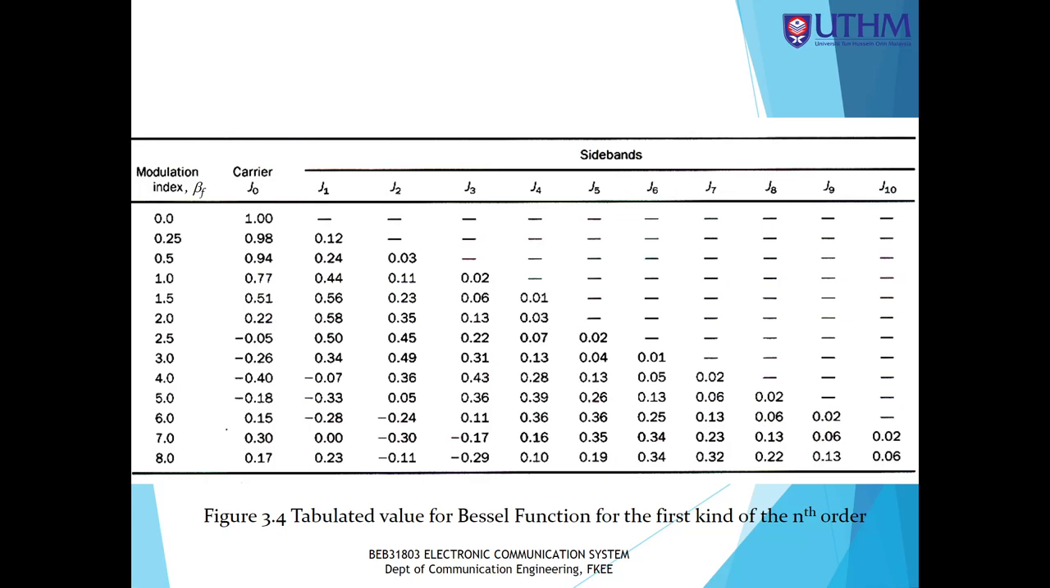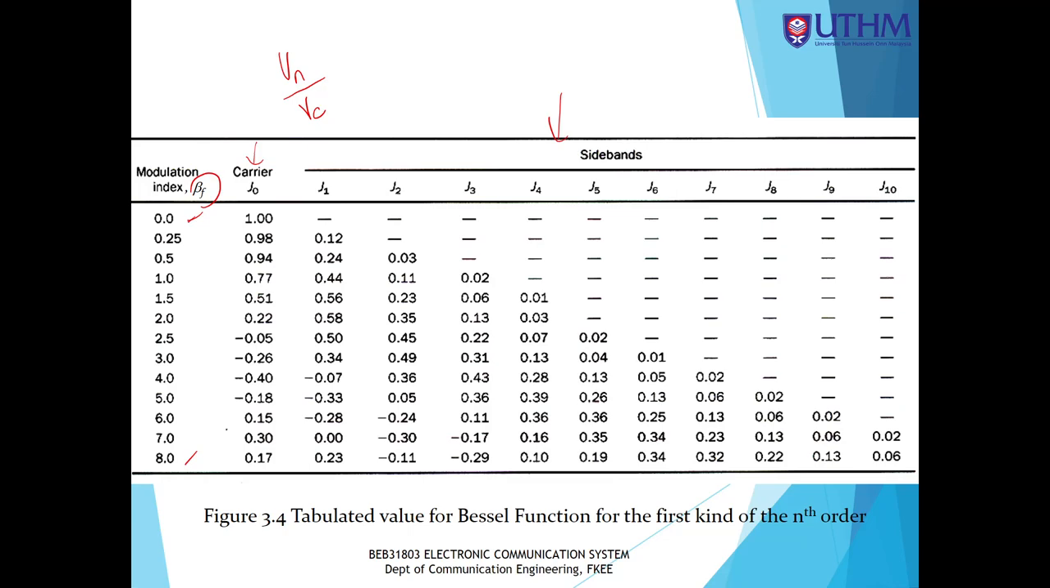In the Bessel table, the first column here is the modulation index beta f, from 0 until 8, in ascending order. Then we have the carrier component and also the sidebands component. What is J? J is the relative amplitude, which is Vn divided by Vc. So relative amplitude doesn't have any unit. It is the ratio between the real amplitude and the carrier voltage.